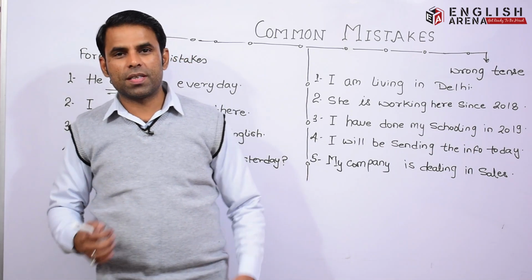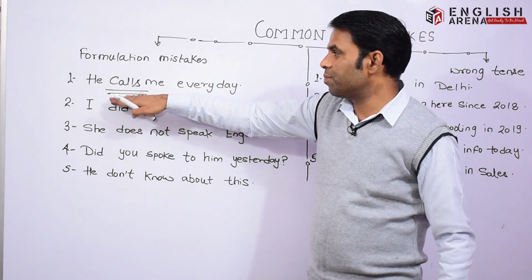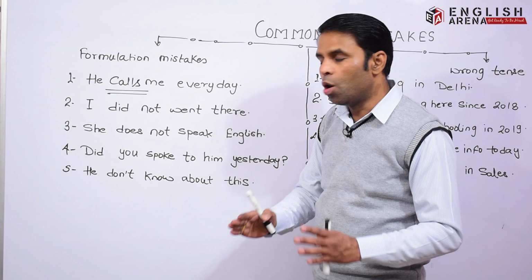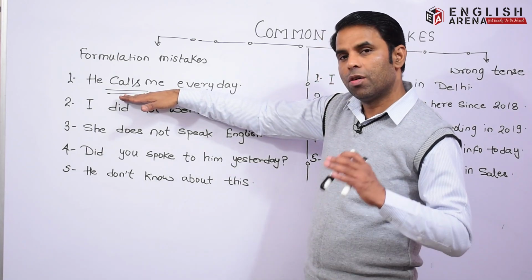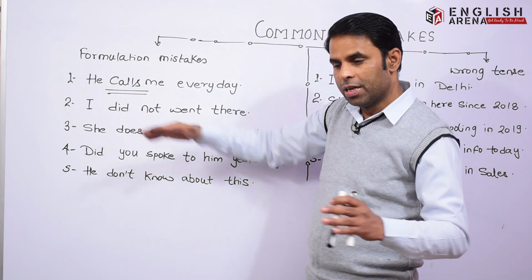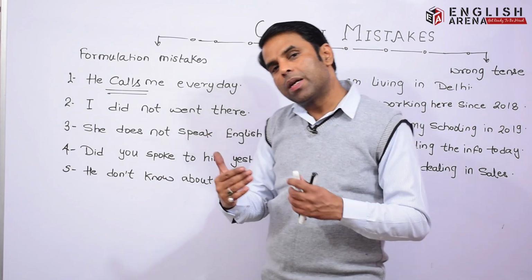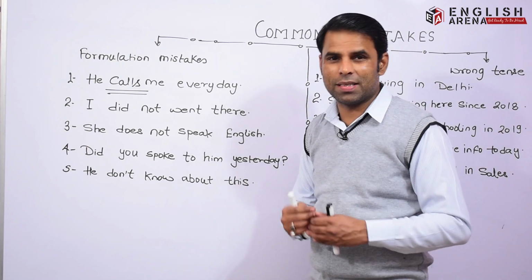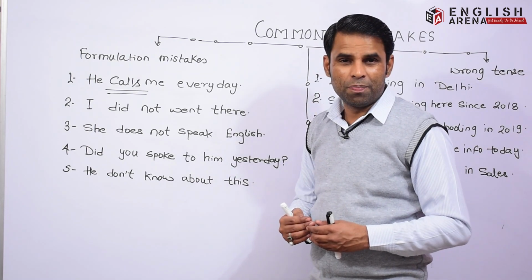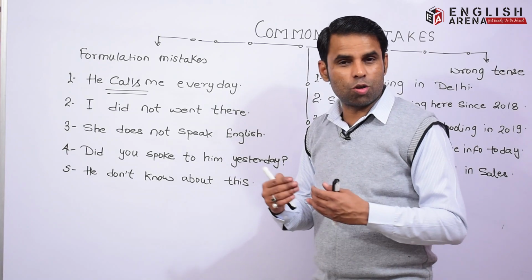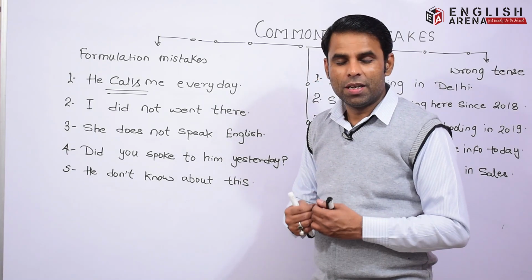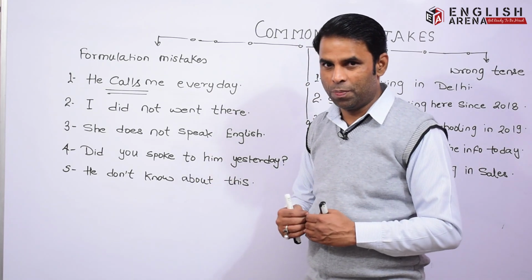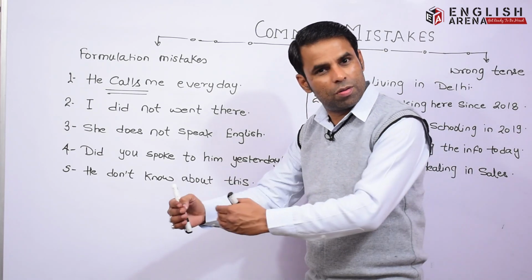In present simple tense, what happens? If the subject of your sentence is he, she, it, or any name, we add s or es with the first form of the verb. So go becomes goes, play becomes plays, write becomes writes. You say he plays, she plays, John plays. You don't say John play. That's incorrect. You don't say he go to school. You say he goes to school. She goes to school.